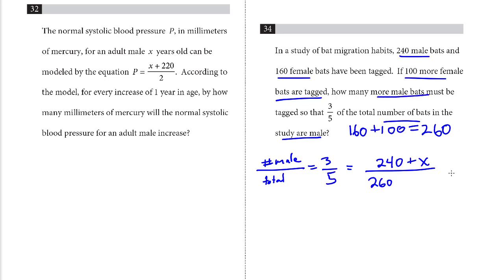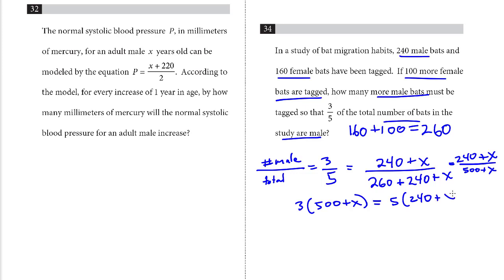How many more male bats? So then we have to add that same number of male bats to the female number in the bottom to get our total number of bats. Well, that actually works out to (240 plus x) divided by (500 plus x). So now what I want to do is cross multiply. I have basically a proportion equation. So 3 times (500 plus x) equals 5 times (240 plus x), and distribute and simplify.